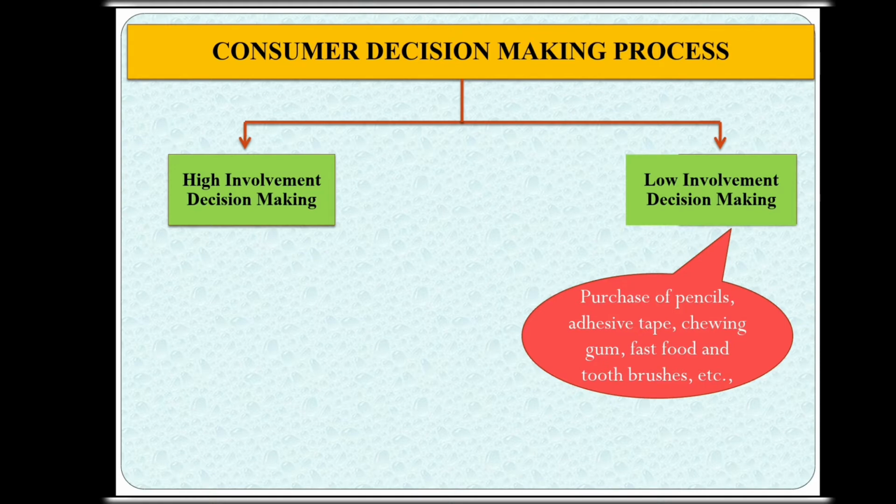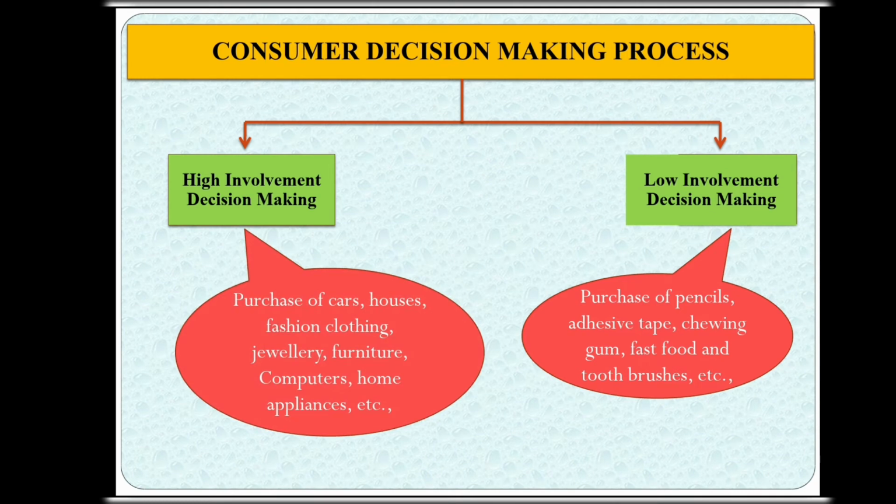Whereas for certain products like electronics, home appliances, computers, fashion clothing, and automobiles, a customer will go for detailed analysis about various brands and then various sources of supply. So this process is called high involvement decision making.